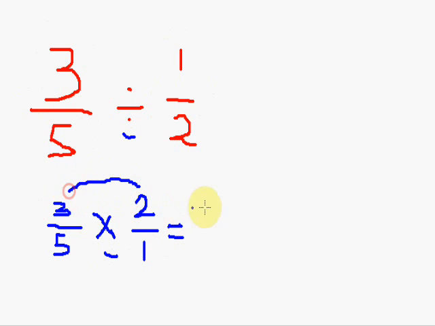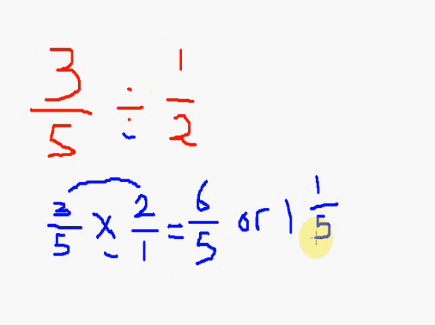So we have 2 3s are 6, and 5 1s are 5. So your answer is 6 on 5. And it is as easy as that, okay? Again, 6 on 5 can be changed into a mixed number, and we know it's 1 and 1/5. 5 1s are 5, and 1 and 6. Very, very easy. Okay, let's look at another one.